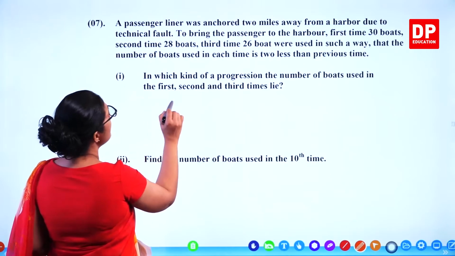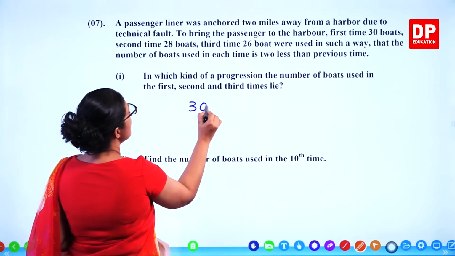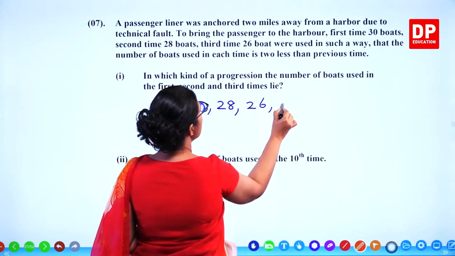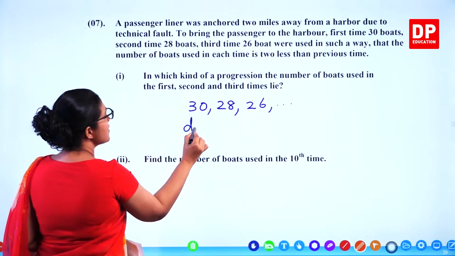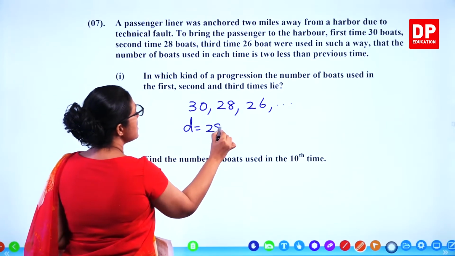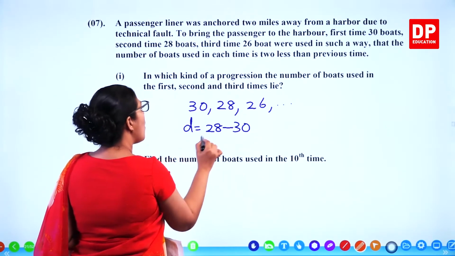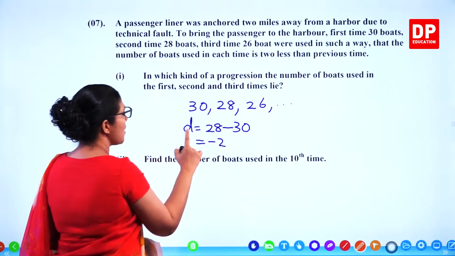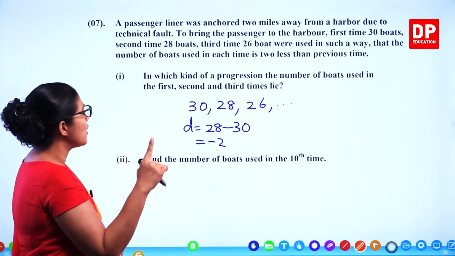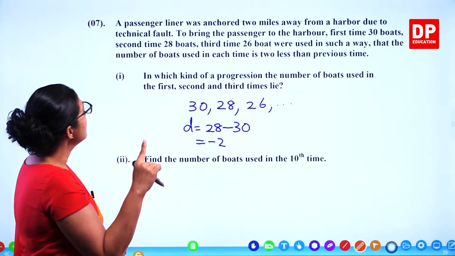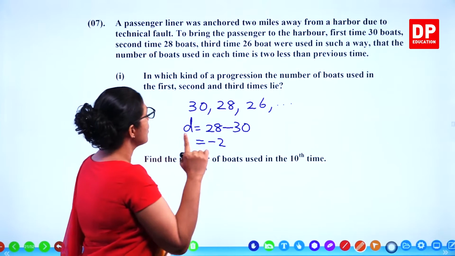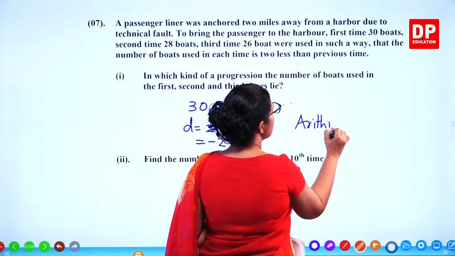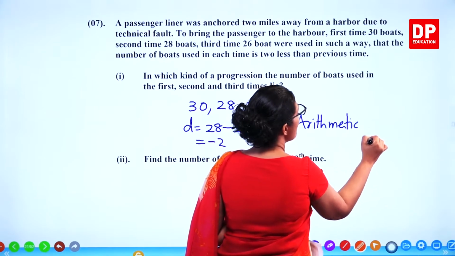What's the first number? 30 boats. Then 2 less than that, 28, 26 like that. So the common difference is there. 28 minus 30 or 26 minus 28. So minus 2. Subtract each time by 2. So that's the arithmetic progression. Common difference is there. So this is arithmetic progression.